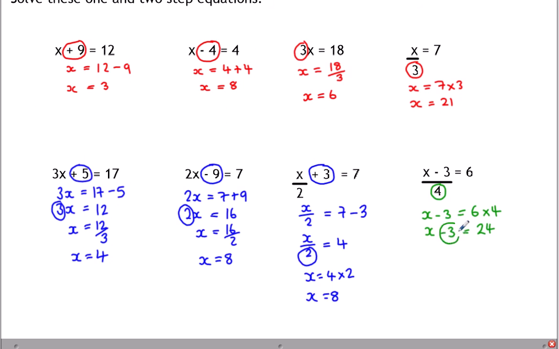Now I can get rid of the takeaway 3. I wasn't allowed when it was part of the fraction, but now the fraction has gone, I can move the minus 3. 24 add 3 is 27. So well done if you got all of those right. Even more of a well done if your workings look like my workings. If your workings don't look like my workings, you've got to stop being lazy and write it out properly.